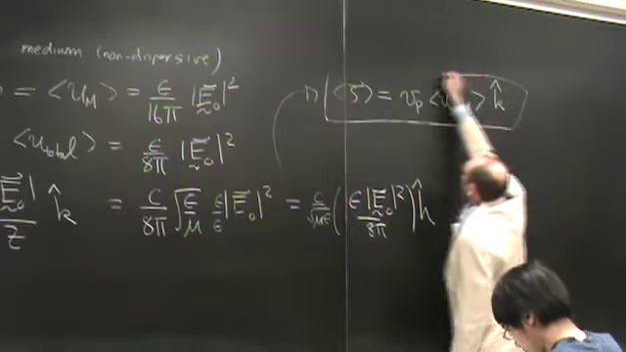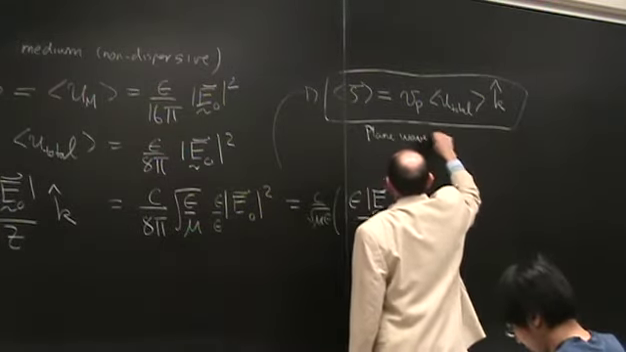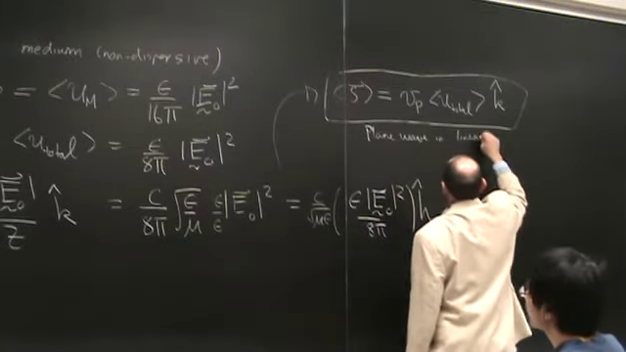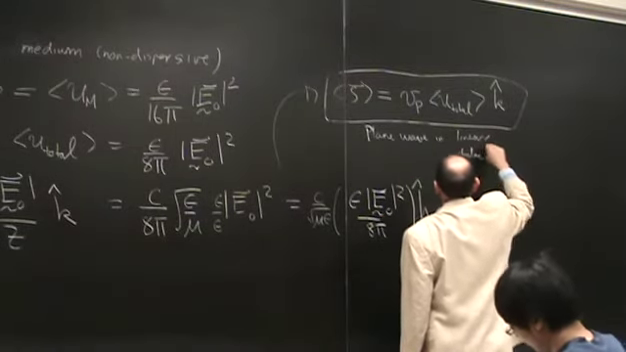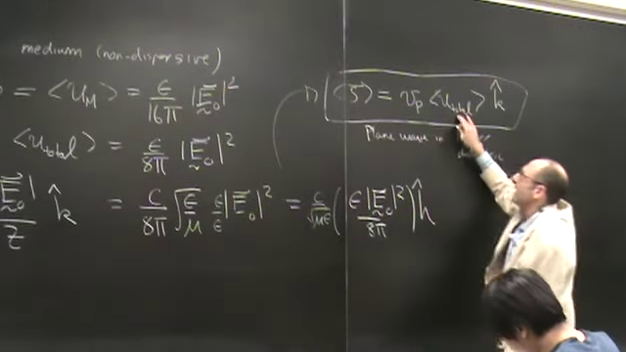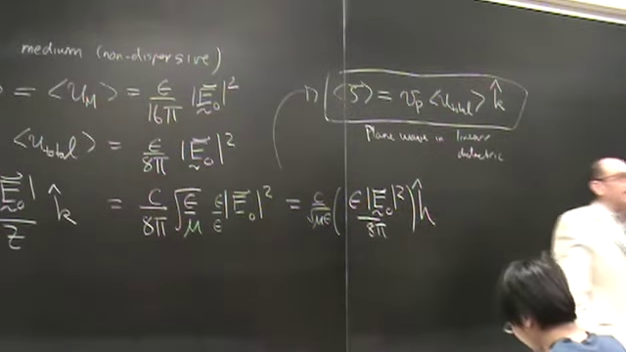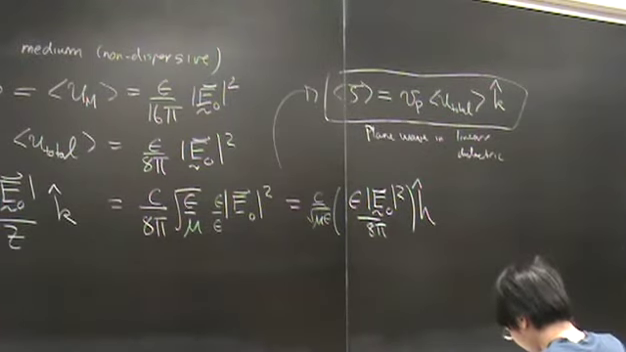So for a plane wave in a linear dielectric, this is the relationship between the time average Poynting vector and the energy density. The flow of energy is at the phase velocity for a plane wave.